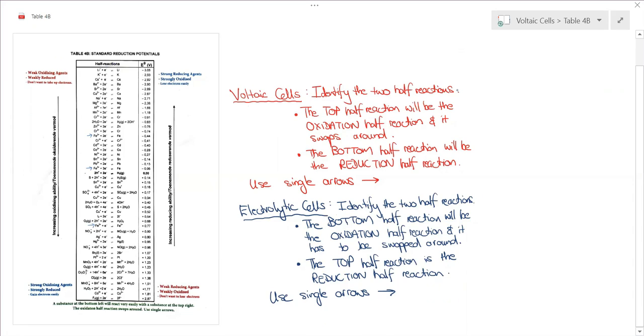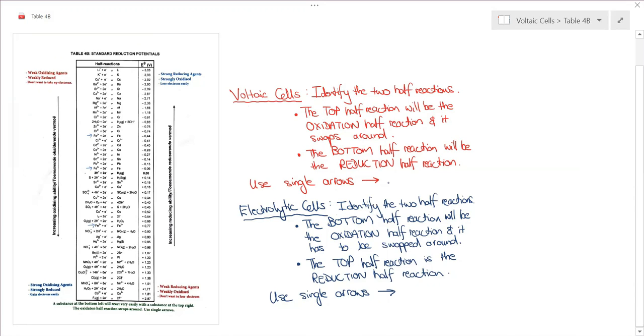When you are doing voltaic cells, as we are going to be doing in this lesson, you need to identify your two half reactions. The top half reaction will be the oxidation half reaction, and that is the half reaction that you will swap around. The bottom half reaction will be your reduction half reaction, and please remember to always use single arrows.